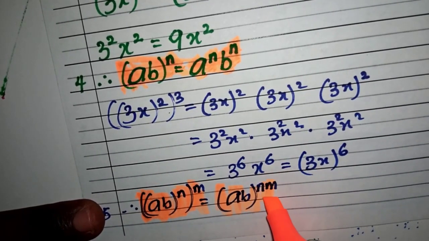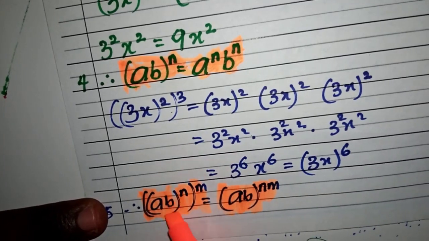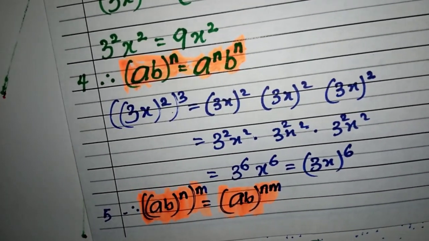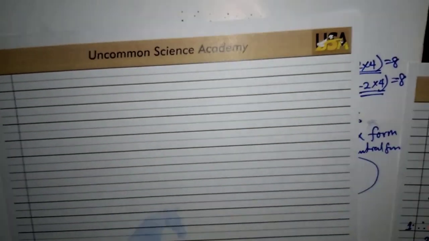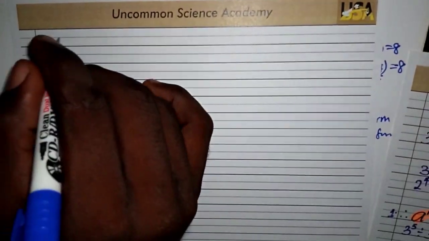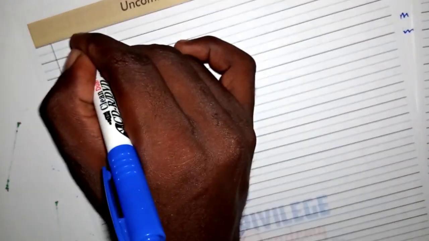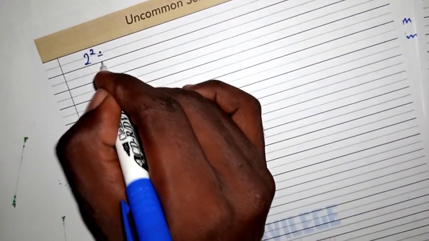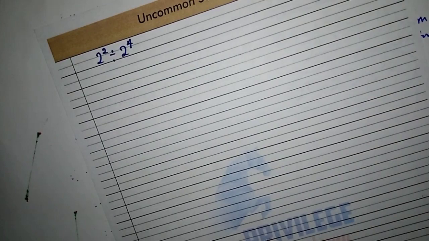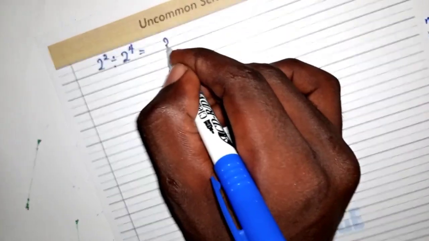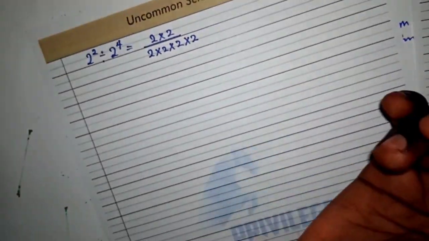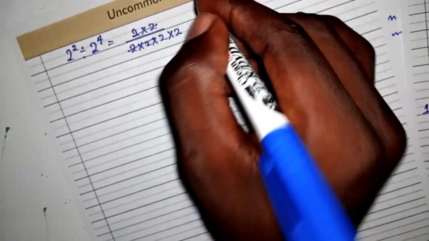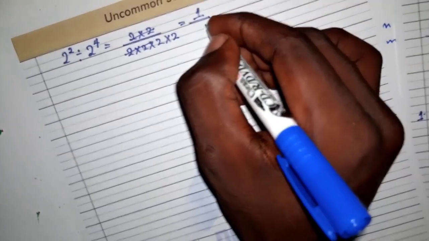Kindly master all these laws. This will make indices questions easier for you to solve. Now, let's look at a case whereby I'm given 2 to the power of 2 divided by 2 to the power of 4. This is the same thing as saying 2 times 2 divided by 2 times 2 times 2 times 2. This will cancel out, and I will then have 1 all over 2 squared.